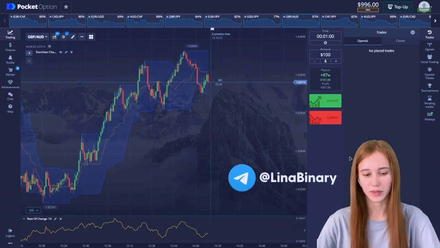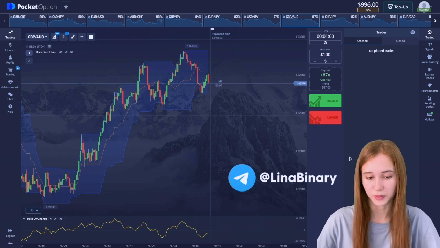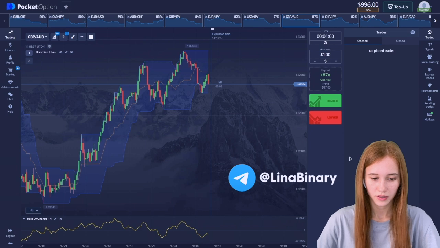So today I'll trade with an amount of almost $1,000. Yes, this amount is for myself. Let's see what comes of this.